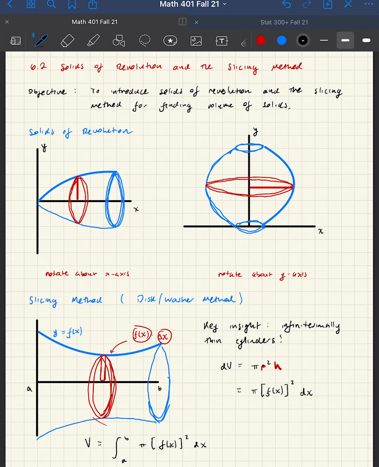It's going to vary slightly later when we extend revolution to an arbitrary axis, okay? And in fact, we're going to see that pretty soon. All right, so let's just do a basic example here.